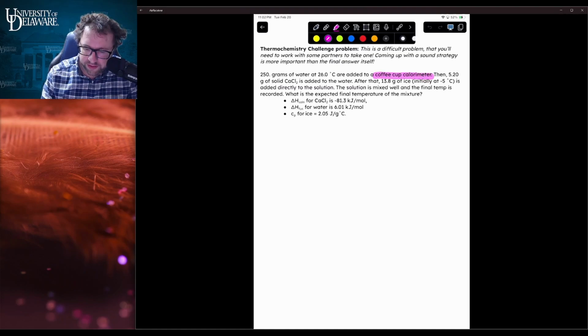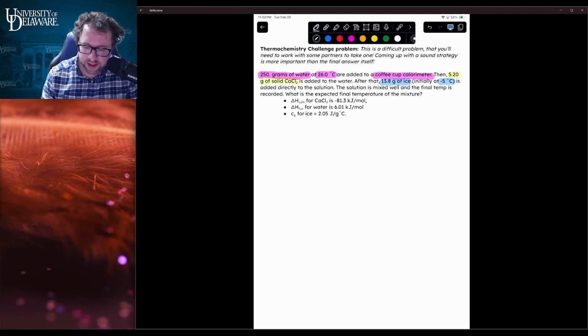So we have a coffee cup calorimeter. What are we told about the calorimeter? Calorimeter is 256 grams of water, and we're told some mass of solid calcium chloride is added. And then we have ice initially at minus 5 degrees C. What's going to happen here?